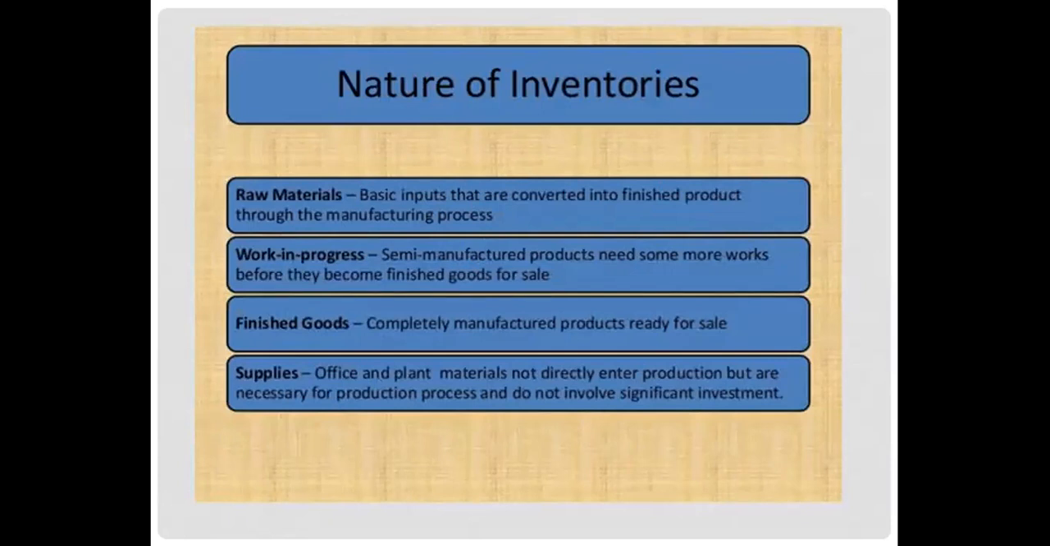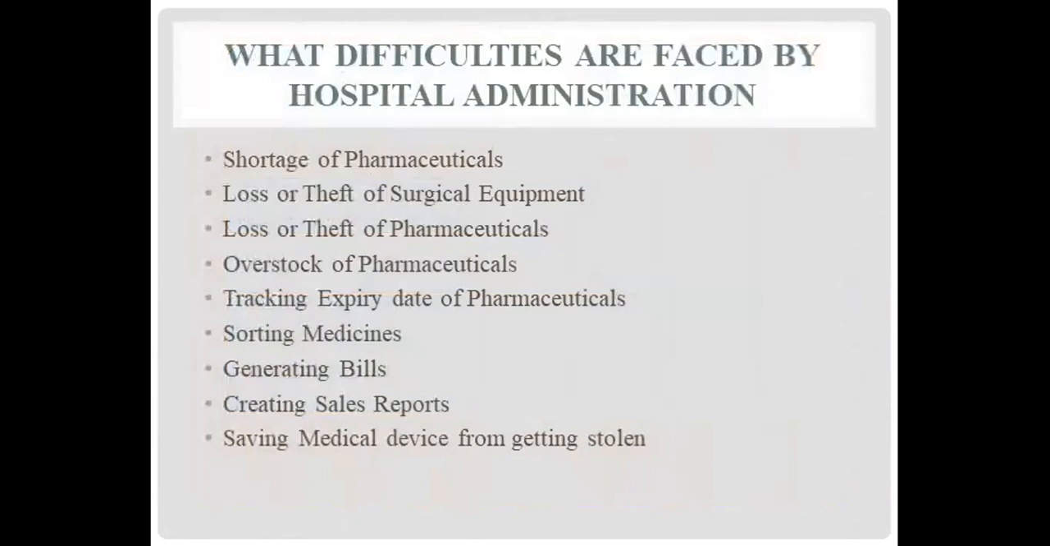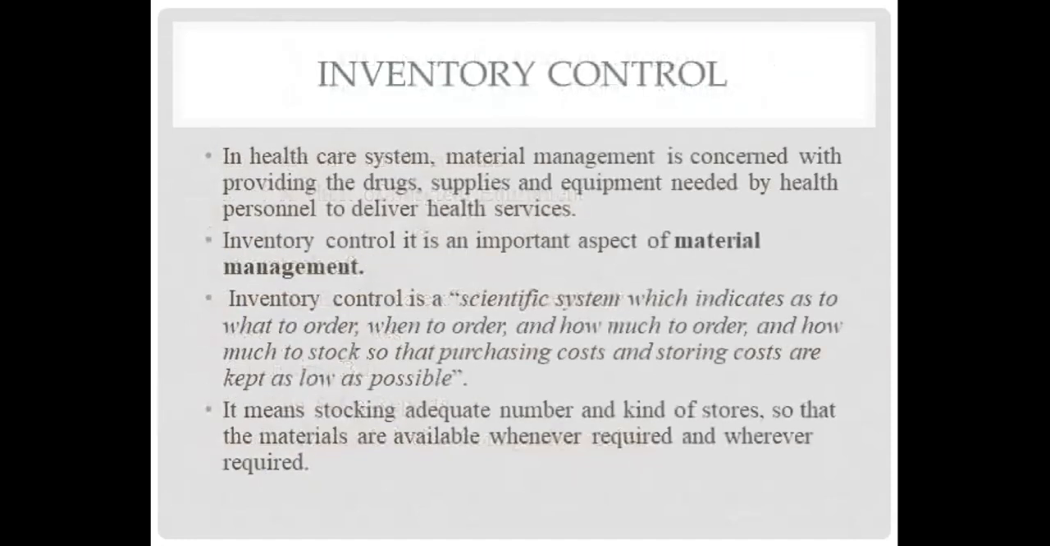Or it may be supplies, office and plant material not directly entering production but necessary for the production process. Various difficulties are faced by hospital administration, for example, shortage of pharmaceuticals, loss or theft of surgical equipment, overstock, tracking expiry dates, storing medicine, generating bills, creating sale reports, and saving medical devices from getting stolen.